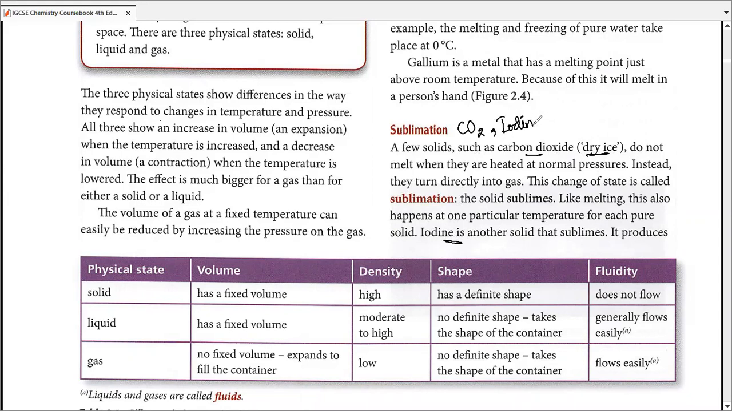Let me tell you, there are a total of 4 examples in your book. The next one would be ammonium chloride. Make sure you write out examples, since the examples are present in different parts of the book. And the formula for ammonium chloride is NH4Cl. And the last one on the list is naphthalene. All right. So these are the 4 examples for the substances that sublime instead of melting or boiling.